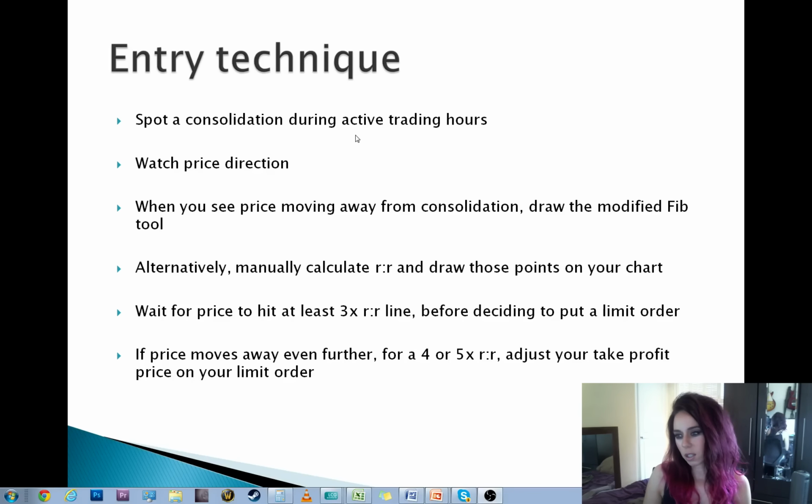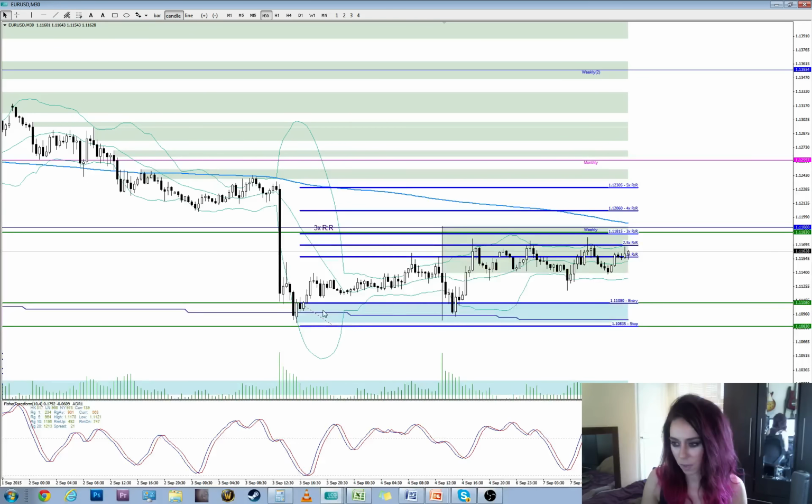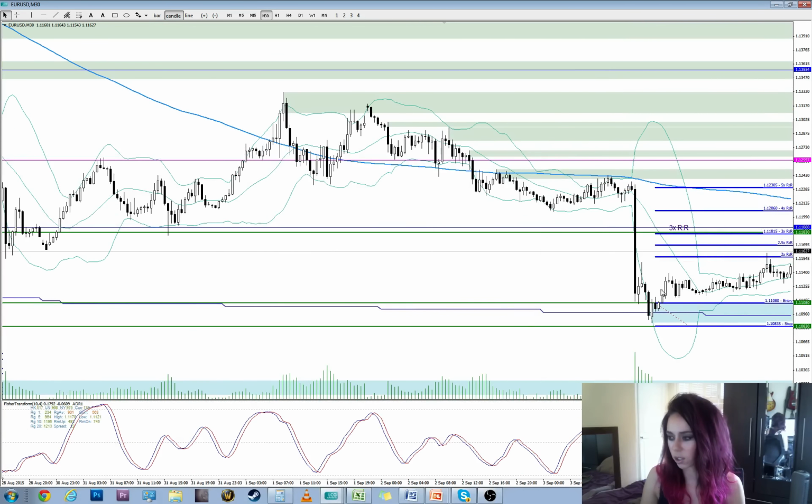Spotted consolidation during active trading hours. So I might get up in the morning, I'll have a look around to see if anything is creating a consolidation or box. After I spot it, I will first watch the price to see in which direction it's moving. Generally, if you do have an idea of where the direction will be, that's awesome, but things are much easier if you just watch where the price ends up and just trade the chart. So in euro dollar, the chart that we were looking at earlier, clearly, once you had the consolidation, price started moving upwards, right?